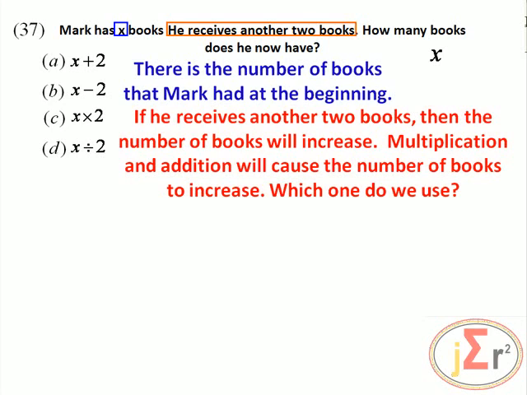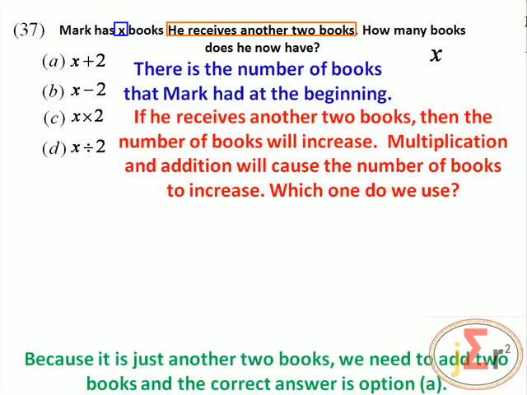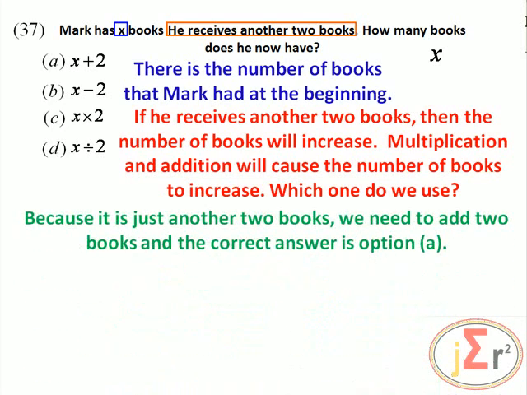So I am asking you, Jerry, does multiplication cause the number of books to increase? Yes. Okay, what about addition? Yes. Okay, so which one is the appropriate one to use? The addition. Right. I don't think that there's any rocket science here. Because it is just another 2 books, we need to add 2 books. And the correct answer is option A. So add another 2 books. That's all there is to it.